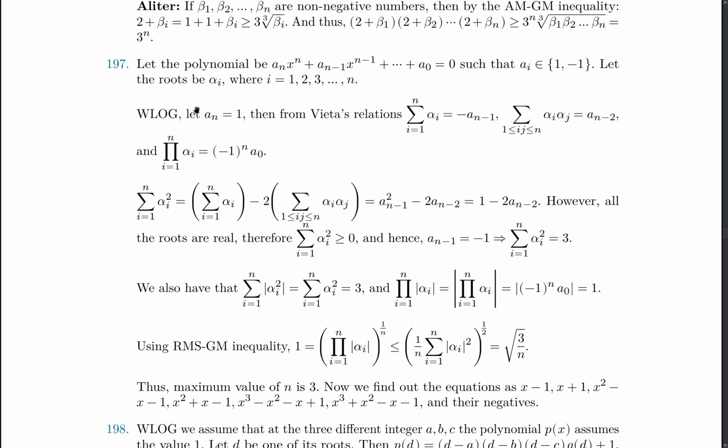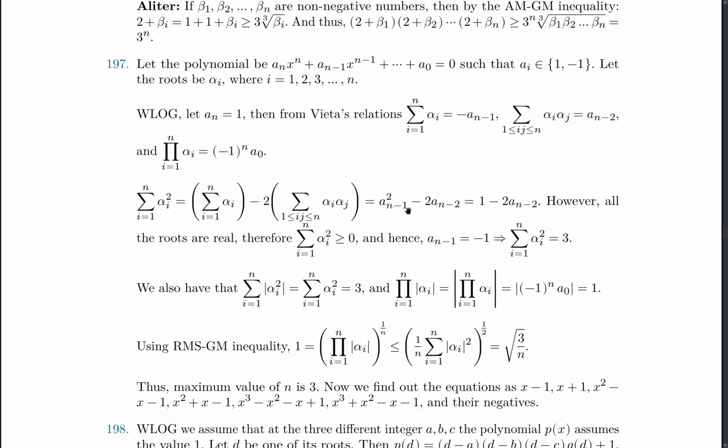So without loss of generality, we can assume that a_n is equal to 1. So from Vieta's relationships, sigma alpha i would be equal to minus a_(n-1), sigma alpha i alpha j is equal to a_(n-2), and so on. Now we compute sigma alpha i square, which would be equal to, there should be a square here, sigma alpha i whole square minus 2 sigma alpha i alpha j, which gives us a_(n-1) squared minus 2 a_(n-2).